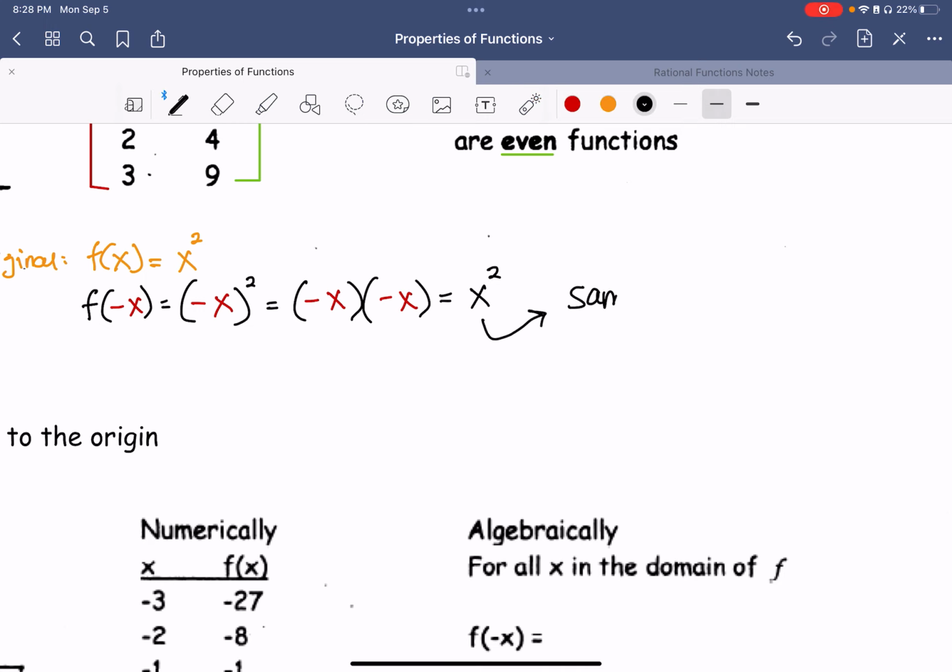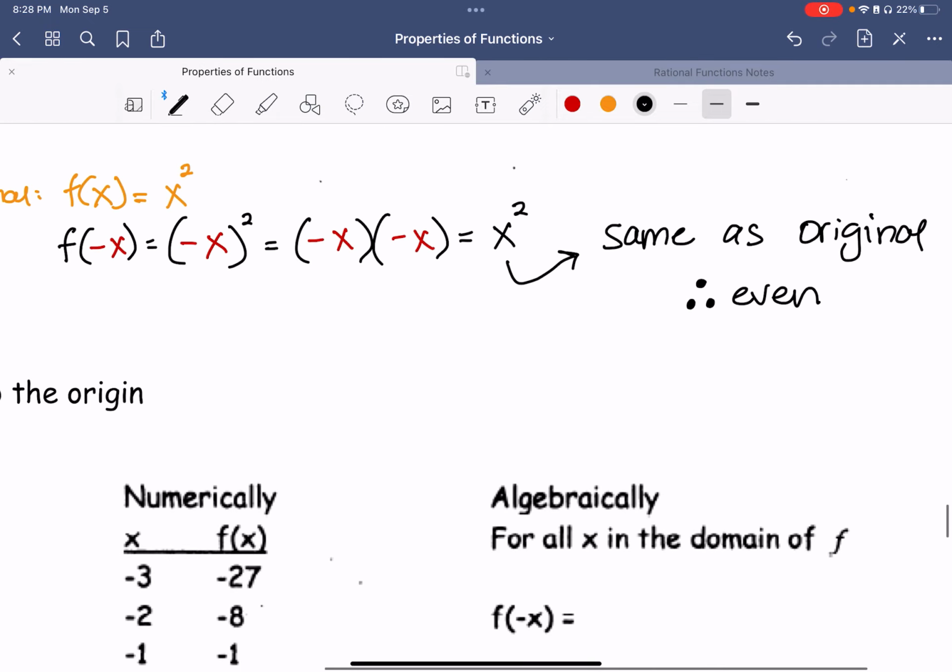So I'm going to make a note, same as the original. And here's a little mathematical shorthand for you. Instead of writing therefore, mathematicians use these 3 little symbols in a diamond or a pyramid formation. So same as original, therefore it is even. Okay, so essentially what happened was that f of positive x was equal to f of negative x. Okay, because both f of x and f of negative x are equal to x squared, right? They are literally the same thing. They are both x squared, regardless if x was positive or negative.